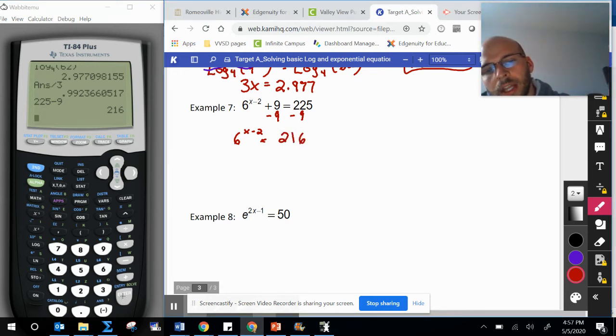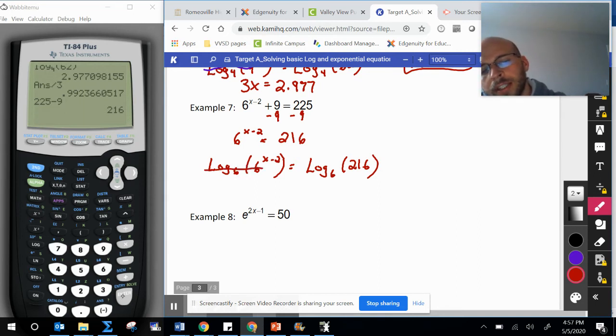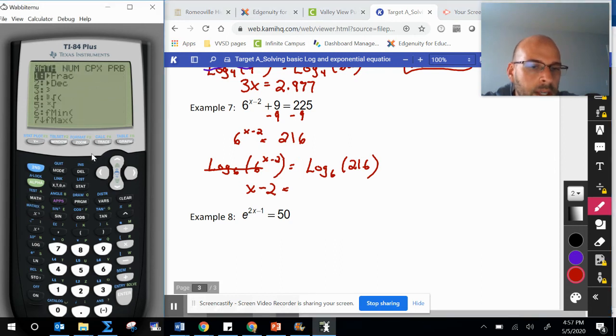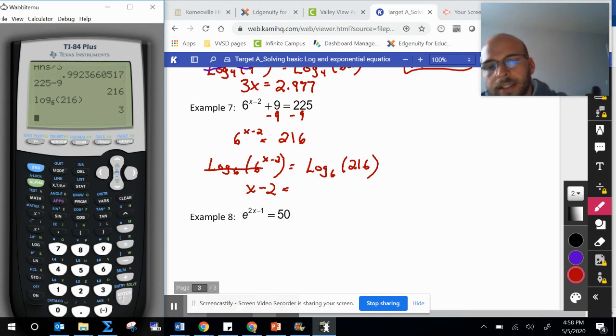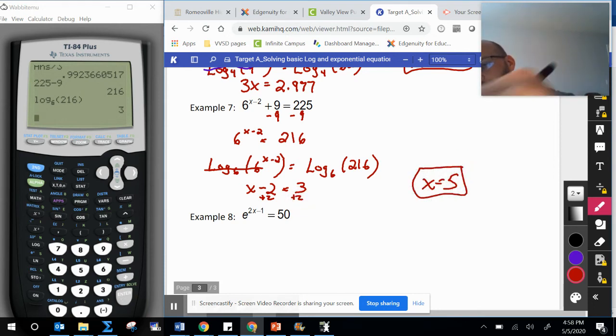All right. So then I want to use a log base 6 because I have an exponential of 6. And I'm going to do that to both sides. All right. I know those cancel. So I get an x minus 2. Now I want to do a log base. I'm going to use that feature of my calculator. 6 of 216. Okay. And that's going to give me 3. Now if I add 2 over to the other side, I get an answer of 5.